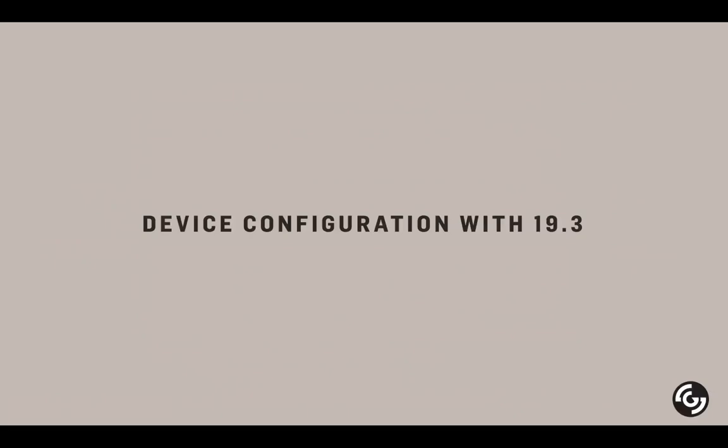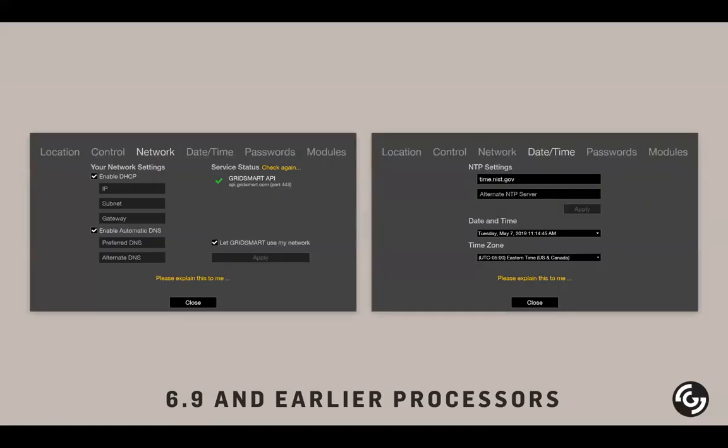And we're separating those two concerns, and we're doing that with some benefits for you as our users and customers. So to bring attention to it, if you're using a 6.9 processor or earlier, and you go to edit the site settings, you may be familiar with this panel that has several tabs. On the left is the network tab. On the right is the date time tab. And in the date time tab, there were NTP settings.